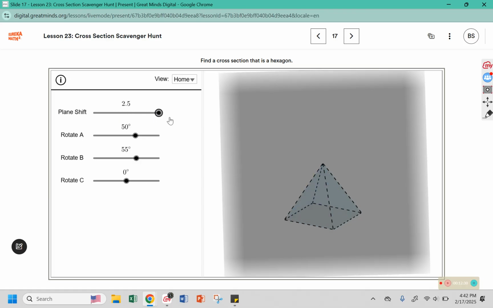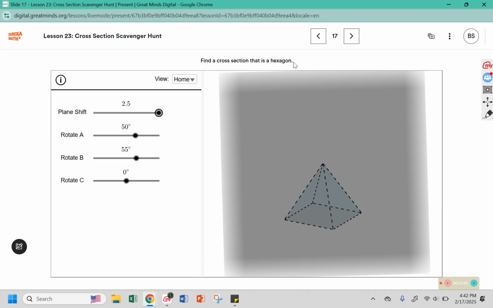Well, let's think about our pyramid. The pyramid has one, two, three, four lateral faces and one base. So the maximum we can get here would be a pentagon with five sides. A hexagon requires six faces.